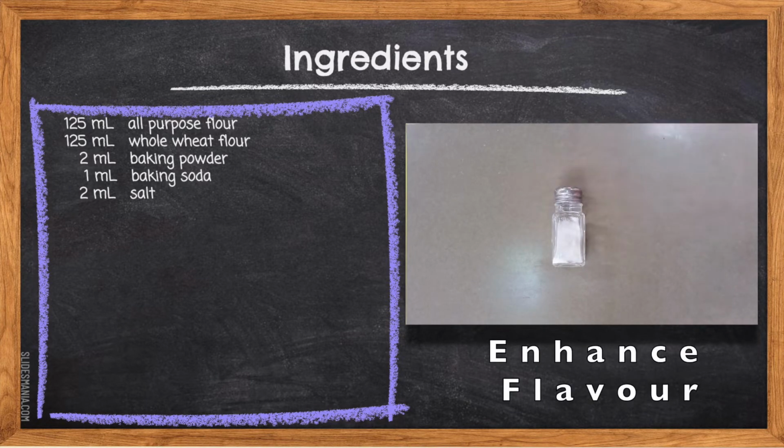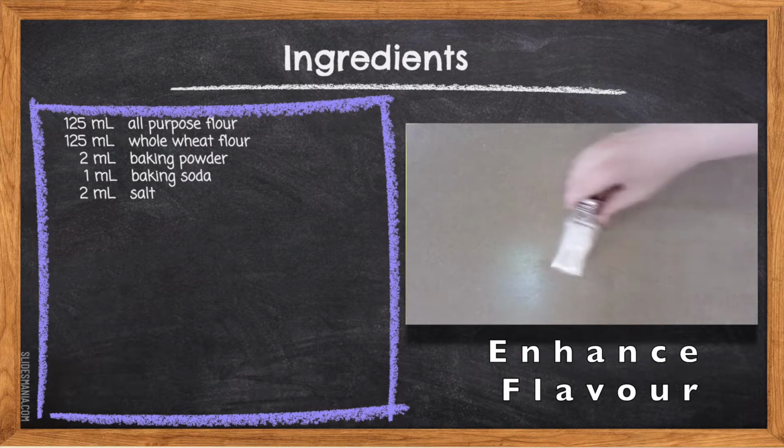2 milliliters salt. Salt enhances natural flavors found within any baking product. Today we want to bring out our flavors such as the zucchini, carrot, cheddar, and bacon. It will also help us draw out moisture from our zucchini.